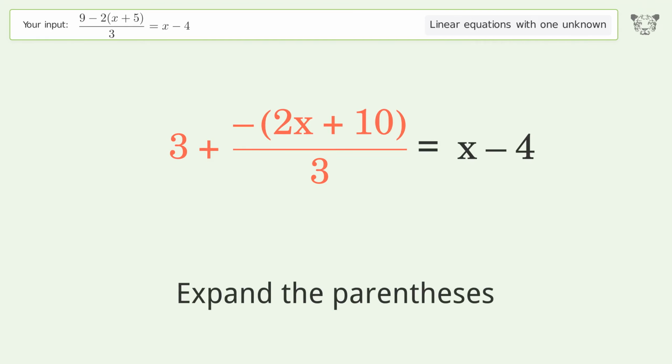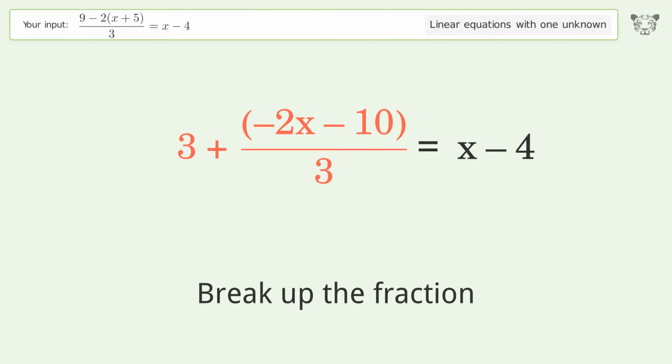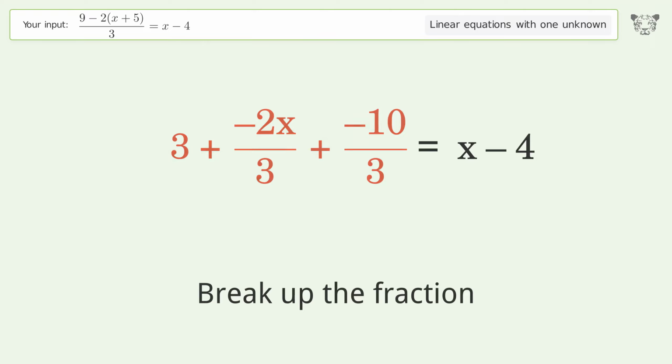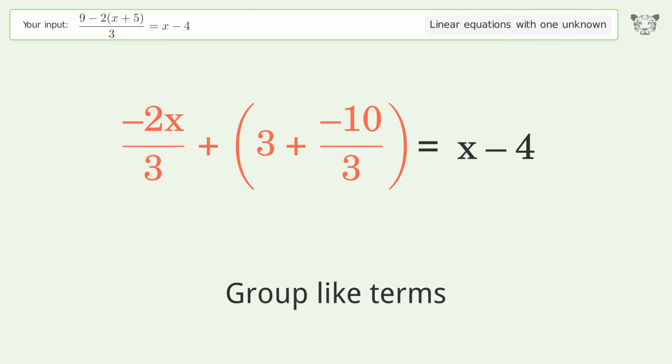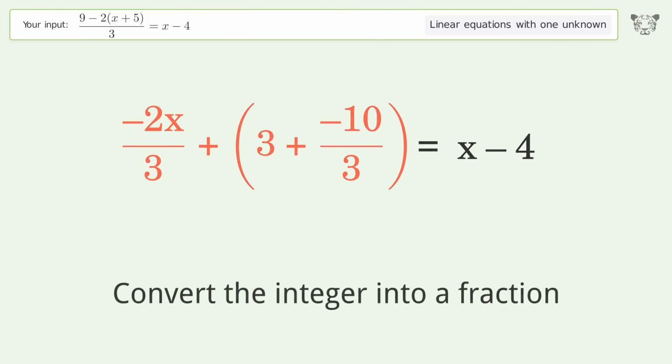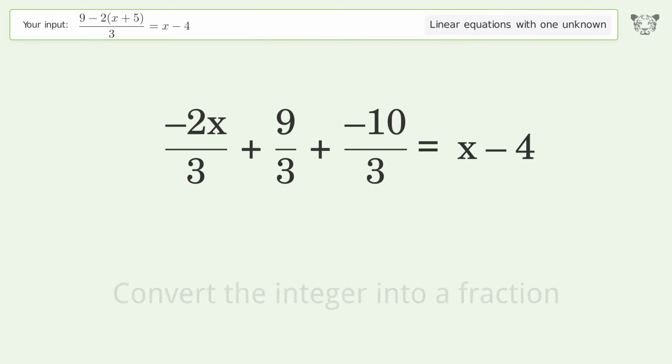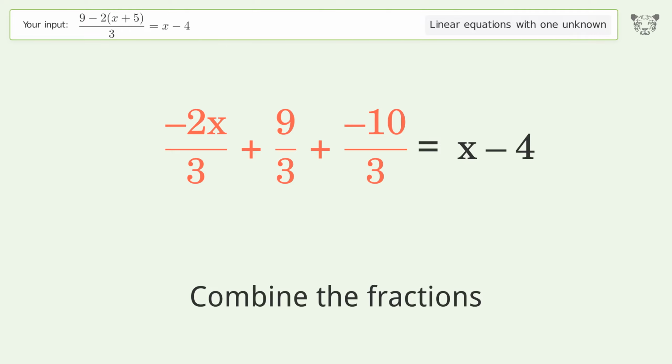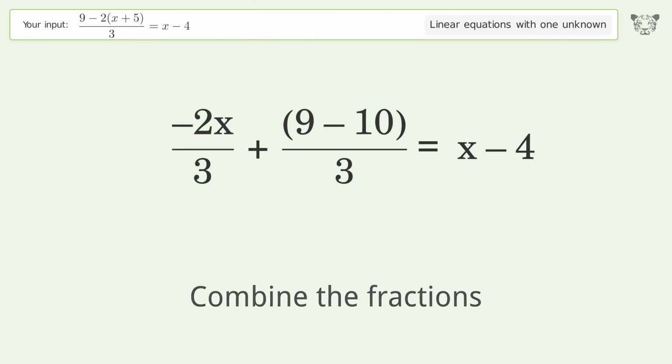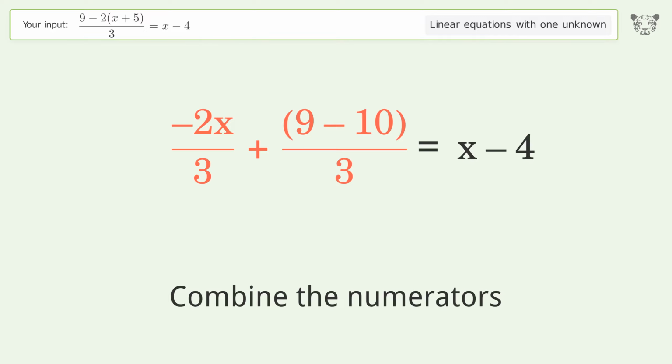Expand the parentheses. Break up the fraction. Group like terms. Convert the integer into a fraction. Combine the fractions. Combine the numerators.